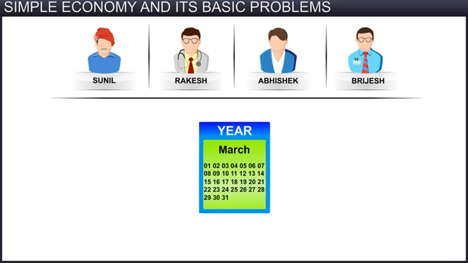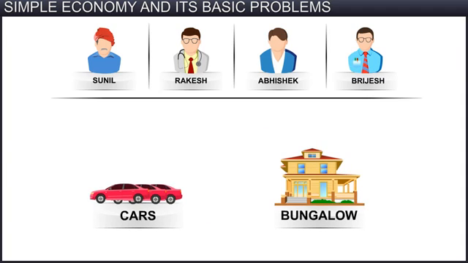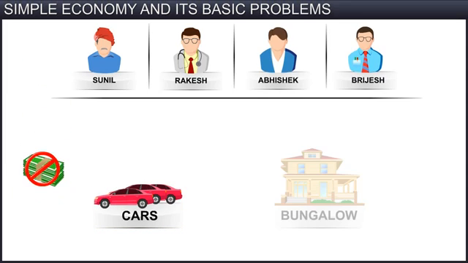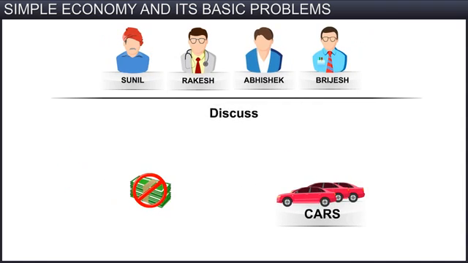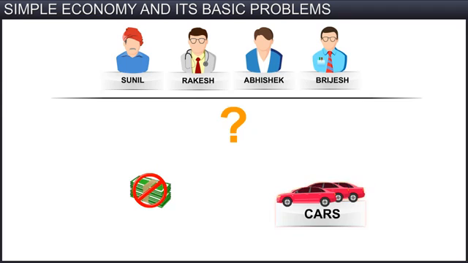At the end of the year, each of them decides to purchase a car and bungalow. First, they construct their houses, but when they go to purchase cars, they realise that they do not have sufficient money. They discuss between themselves the reason why they do not have sufficient money to purchase cars.